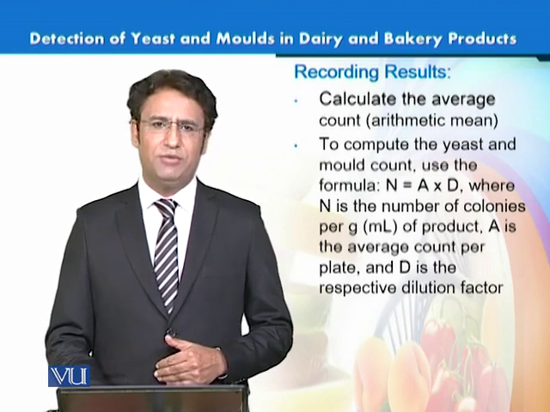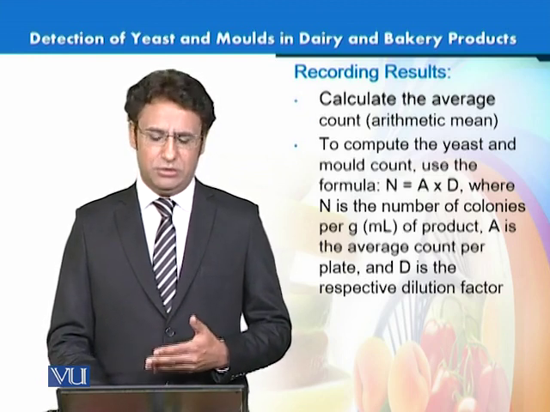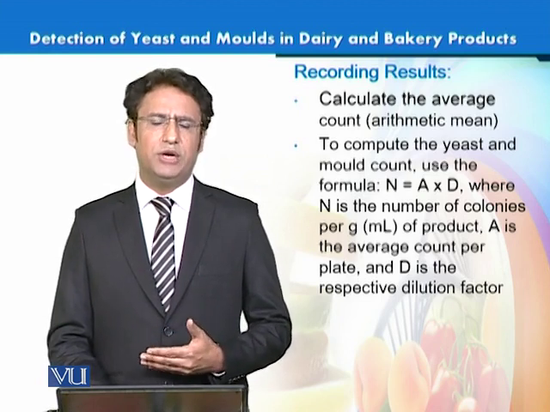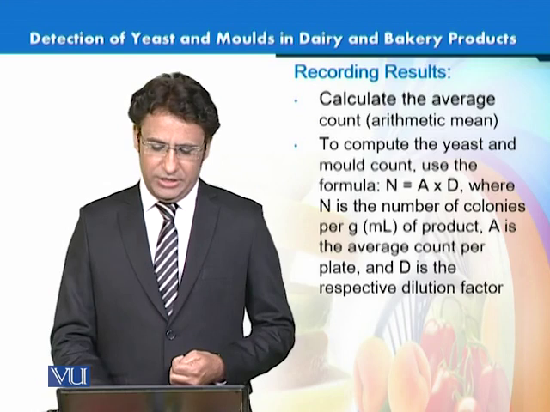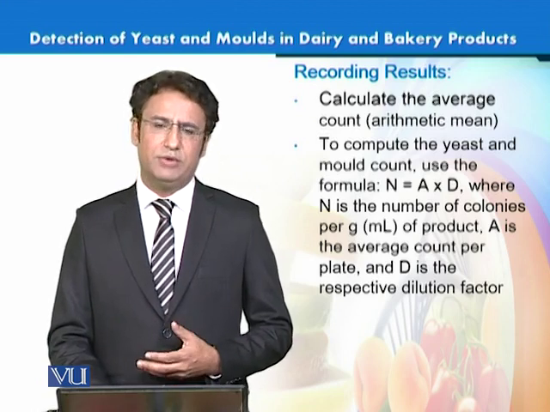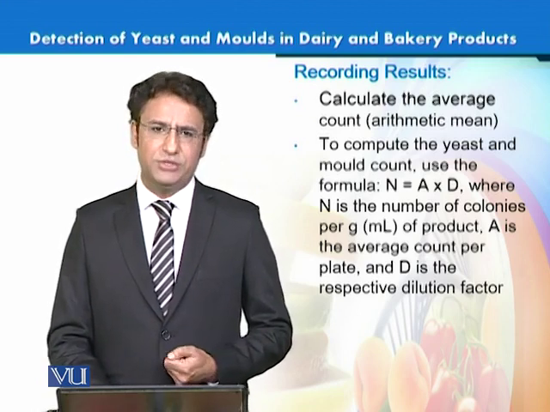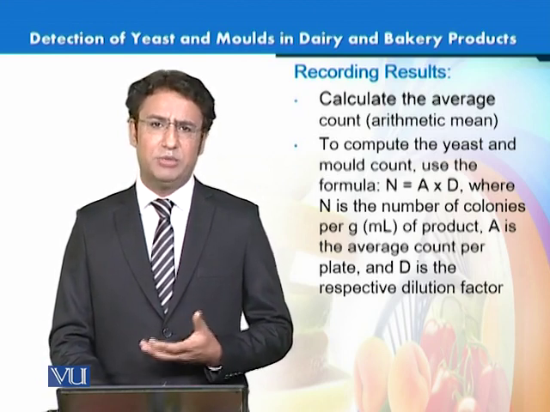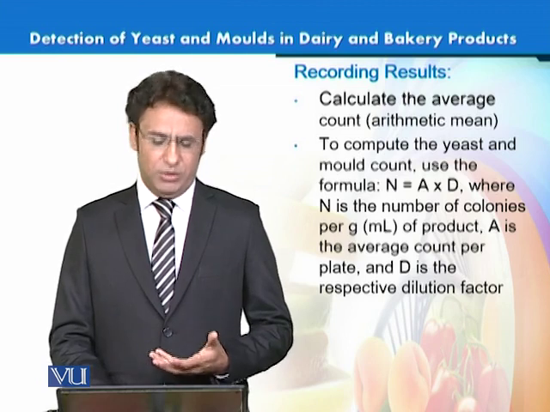Now, once we have looked at all the colonies and their morphology, and have seen whether they are yeast or mold and what kind of mold or yeast they are, then we have to calculate the average count. That has to be done arithmetically, taking a mean because we deal with more than one plate.